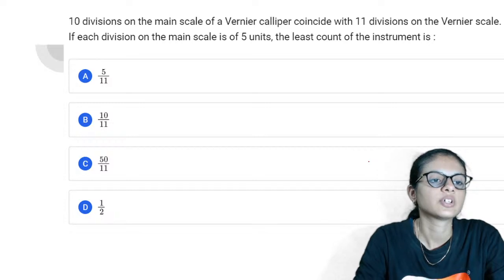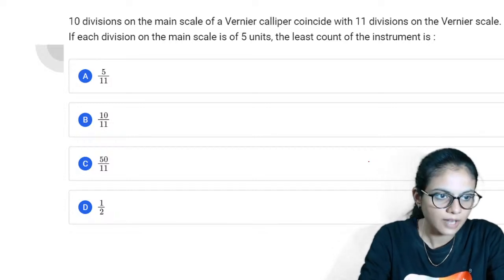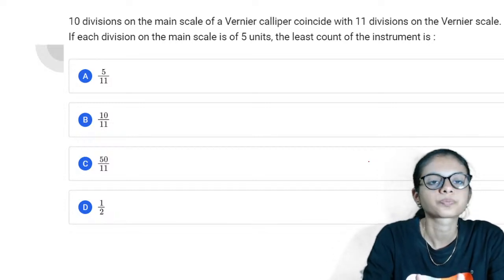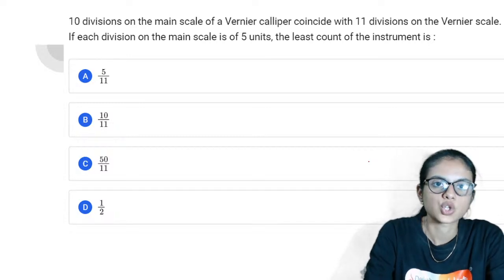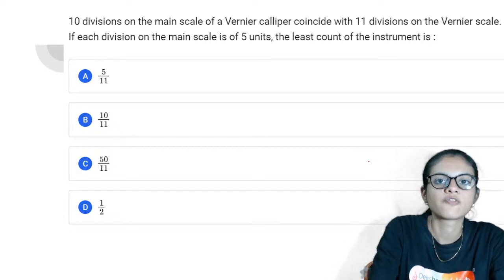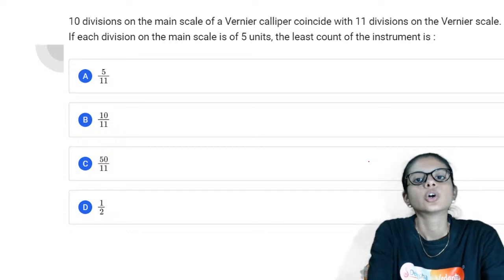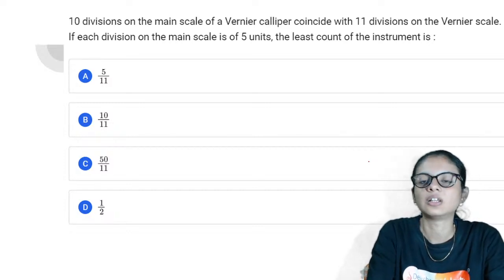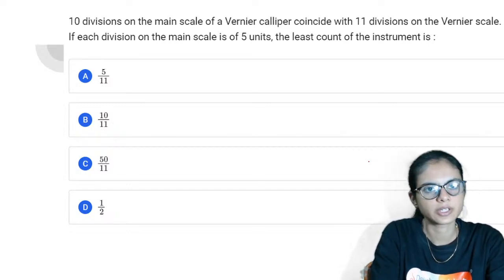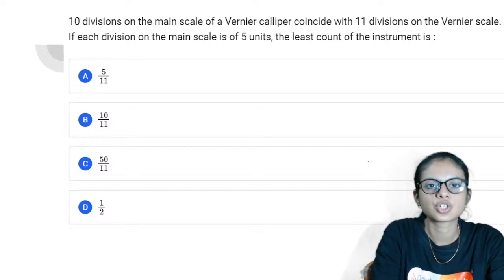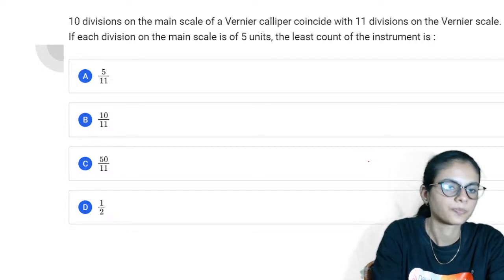Okay. So the first question is on your screen. And what is the first question? 10 divisions of a main scale of vernier calipers coincide with 11 divisions of vernier scale. If each division of a main scale is 5 units, the least count of the instrument is.